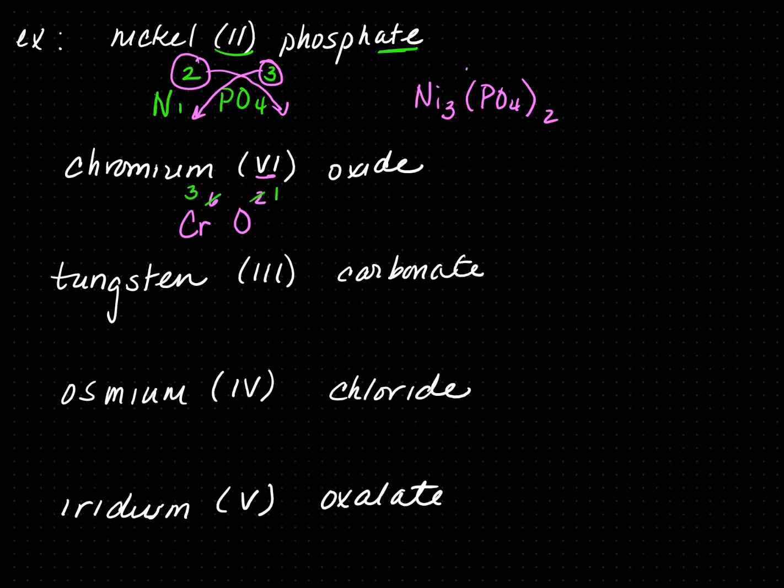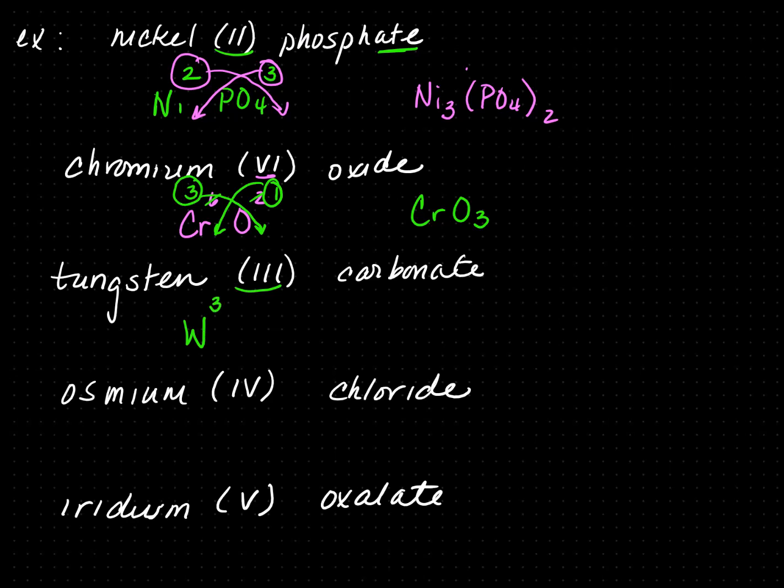Now we need to crisscross down. The 3 from the chromium goes to the oxygen. The 1 from the oxygen goes to the chromium. So this is CrO3. Tungsten is also a transition metal. Symbol for tungsten is W. Charge of tungsten is Roman numeral 3.